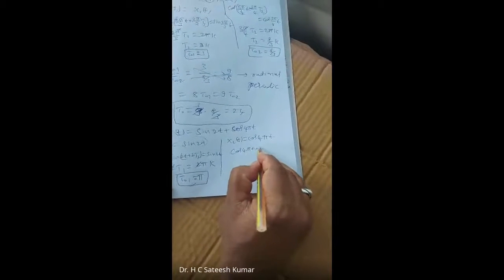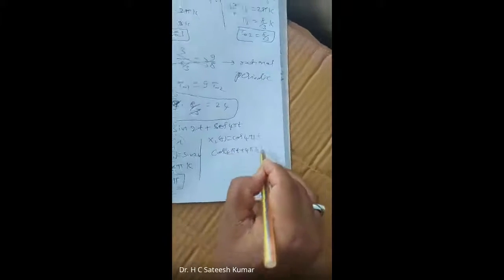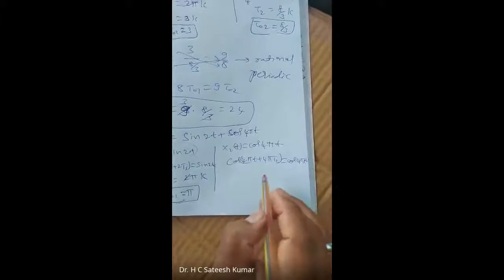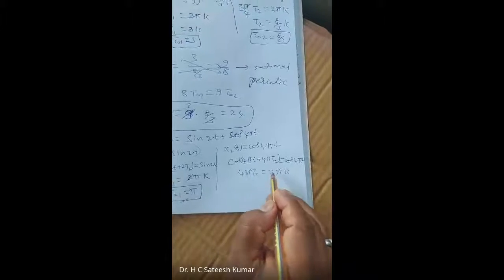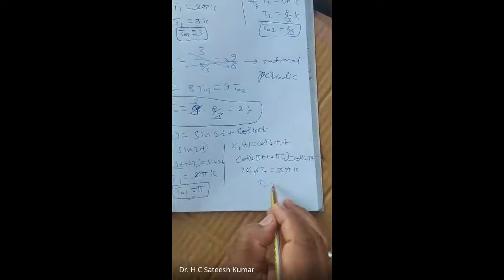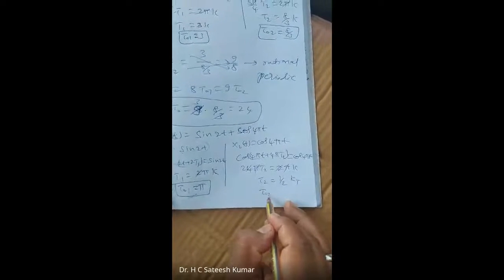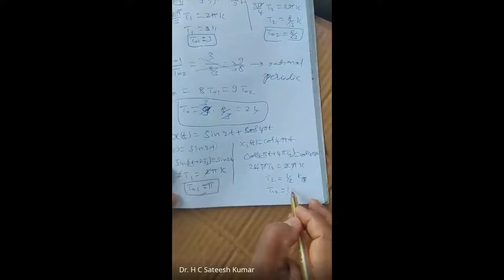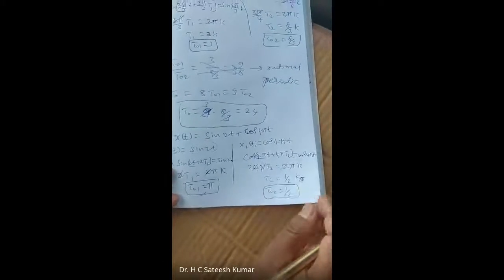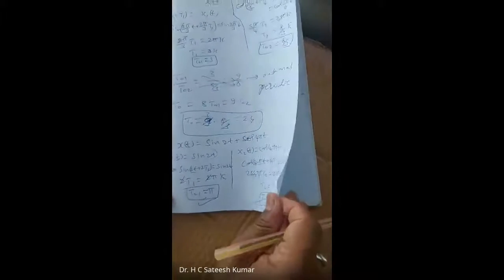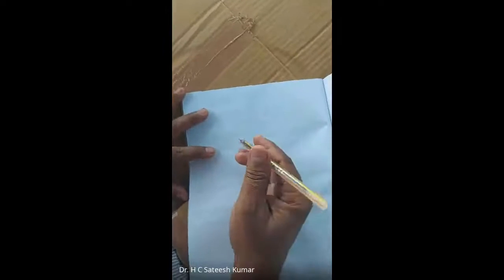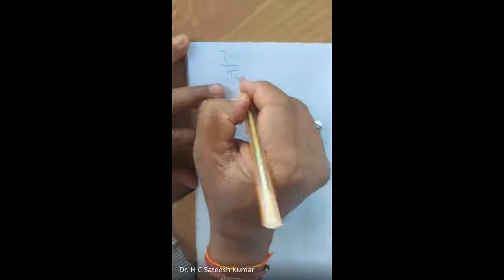Cos of 4 pi t plus 4 pi T2 should be equal to cos 4 pi t. 4 pi T2 should be equal to 2 pi k. Pi gets cancelled. This is 2 times. T2 is equal to 1 by 2 k. T naught 2 is equal to 1 by 2. Once again, it is periodic. Individually, this is also periodic, this is also periodic. We need not check that. It is understood that individual trigonometric functions of continuous time signals are always periodic. Now you take the ratio T naught 1 divided by T naught 2.